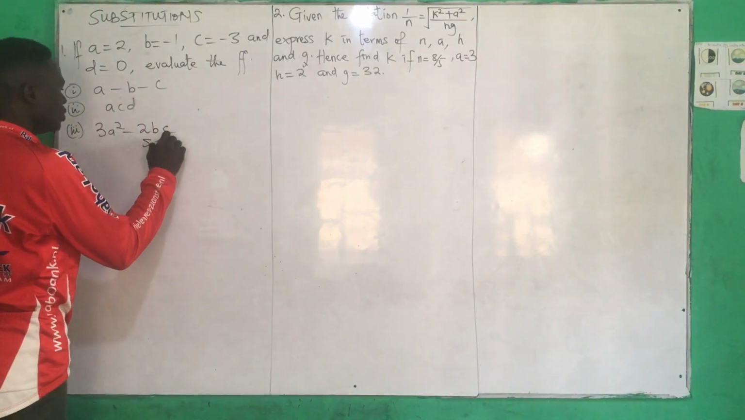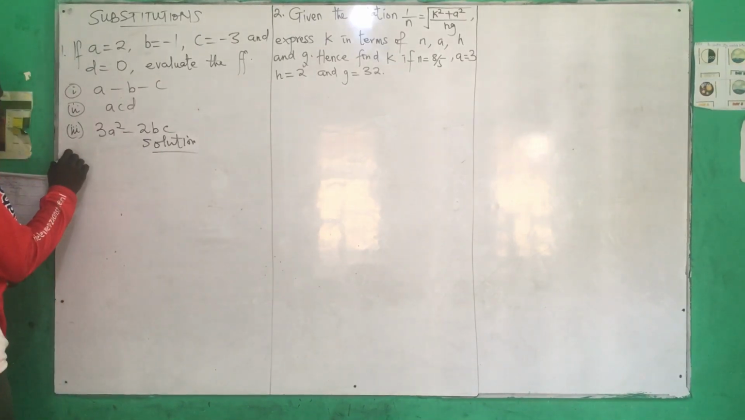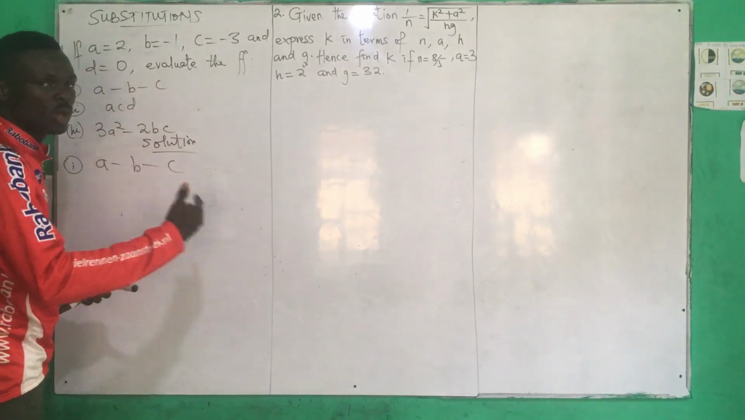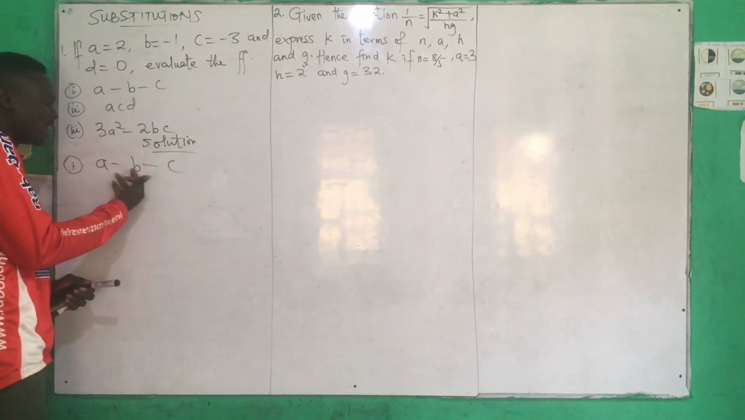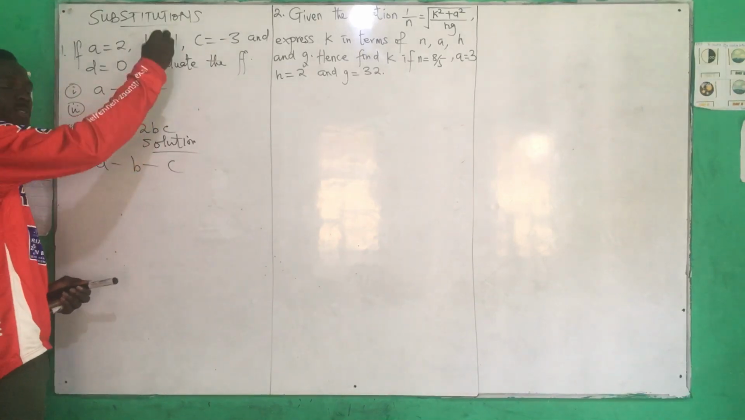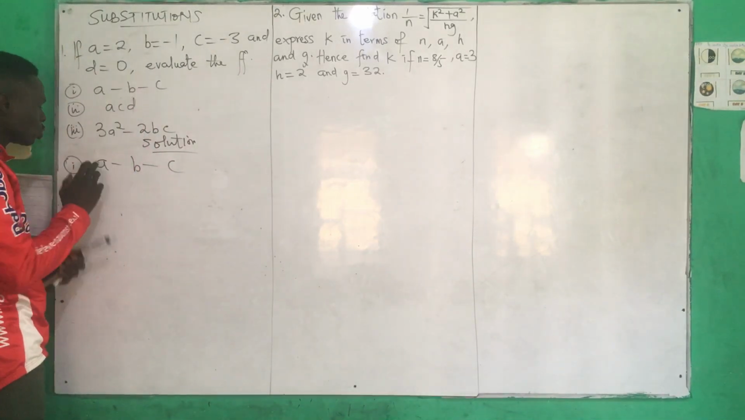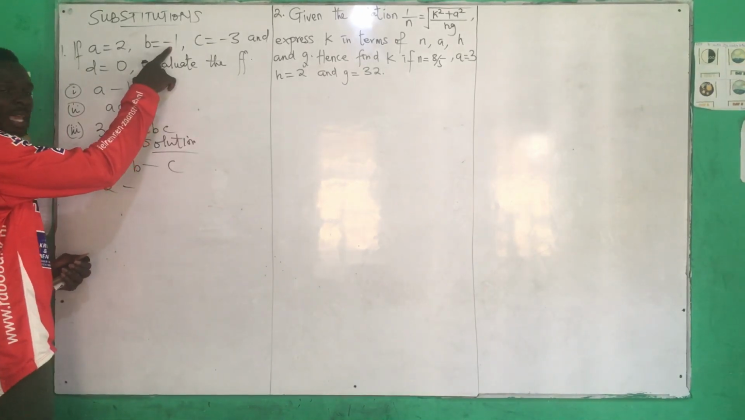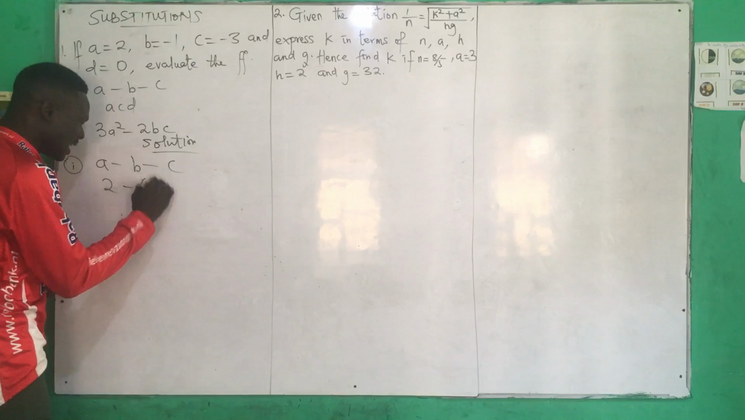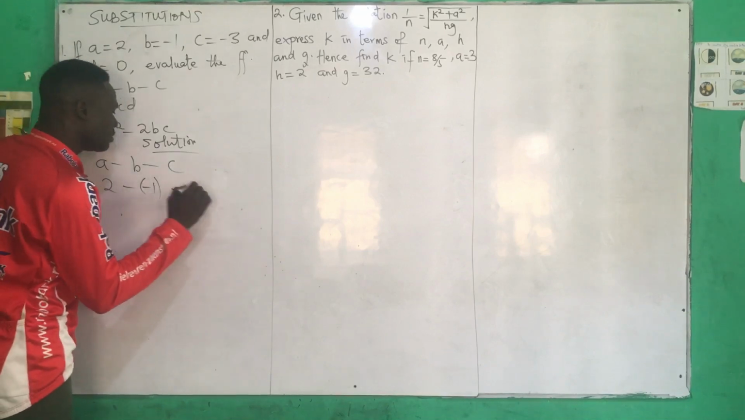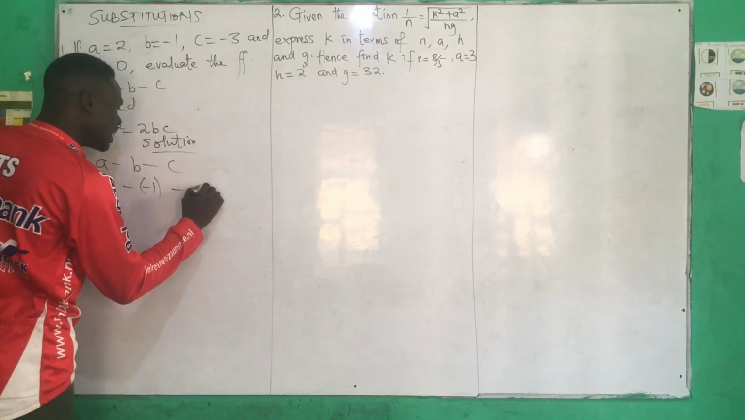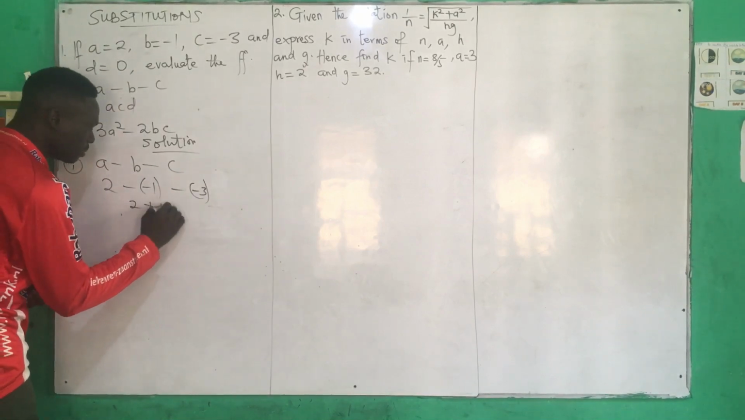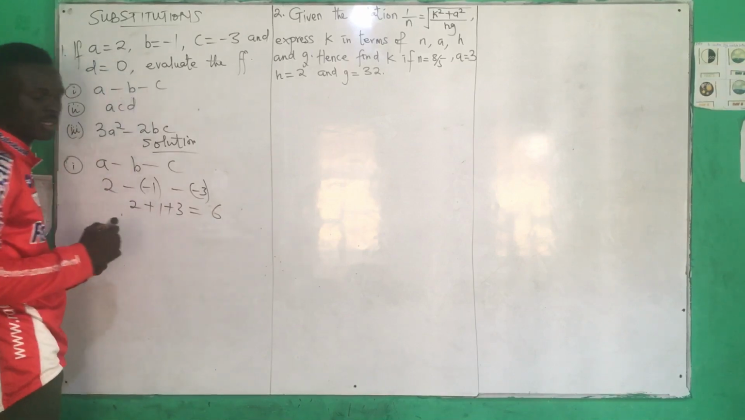So we can say solution. We have to evaluate A minus B minus C. So we are going to substitute. We are going to replace the letters with numbers that have been given in the question. It says A is 2, so we are going to replace the A with 2. Then minus B. Now the B is negative 1, so we come with the negative 1. Then minus C. C is also negative 3, so we should come with it. So this is going to give you 2 plus 1 plus 3, which gives you 6 as your answer.